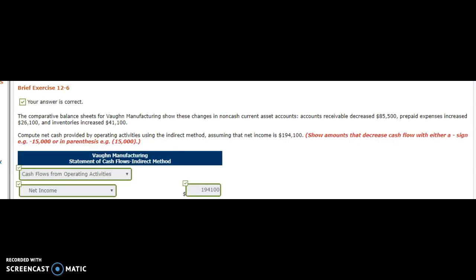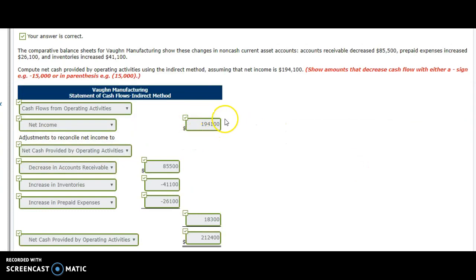So the first part of the problem, we have to give it a title. Underneath Vaughn Manufacturing Statement of Cash Flows Indirect Method, we can see right here that the title is Cash Flows from Operating Activities. And we know that because it tells us up here that that's what we're working on, operating activities. They give us the net income of $194,100, which comes in right here, net income at $194,100.